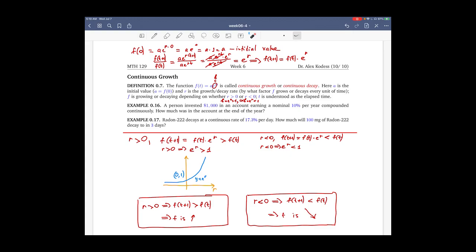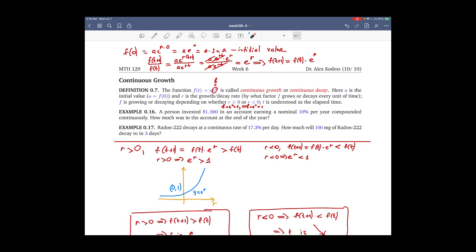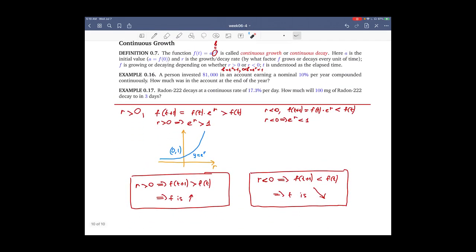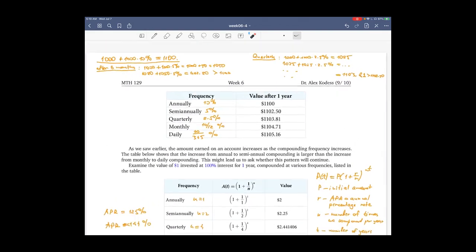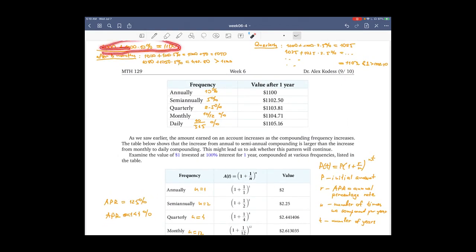And what's left for us to do is look at these two examples. A person invested $1,000 in an account earning a nominal 10% per year compounded continuously. How much was in the account at the end of the year? We know that if compounding occurred only once per year, they would have ended up with $1,100. We already made that computation on the previous page, $1,100.